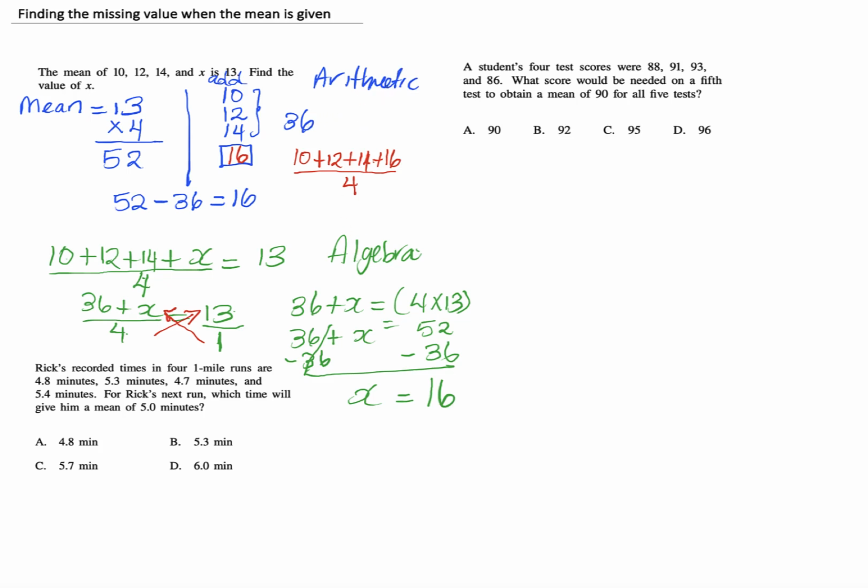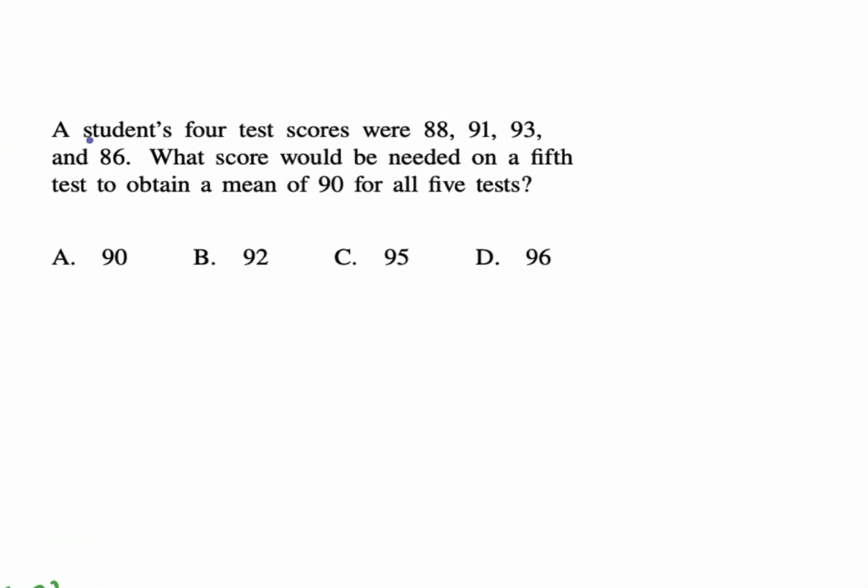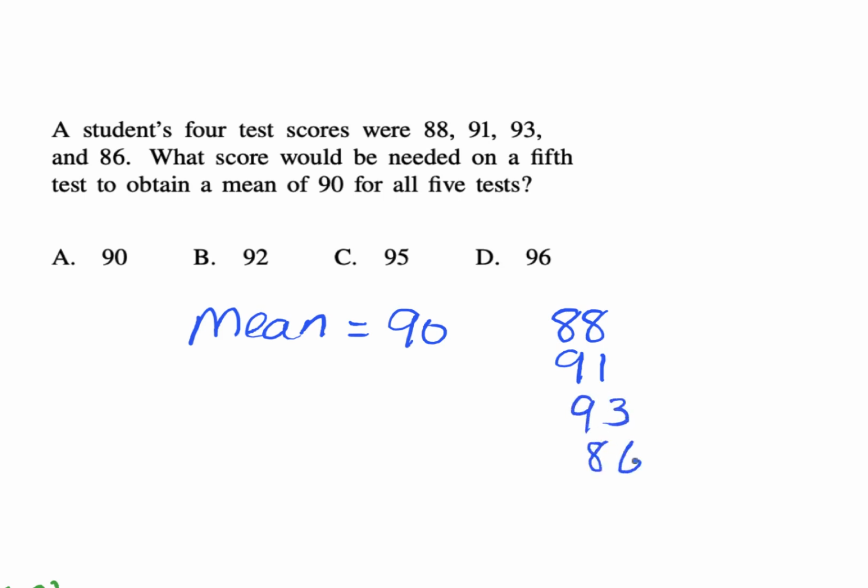Let's try it again, and I'm going to do the arithmetic method. It says here, a student's 4 test scores were 88, 91, 93, and 86. What score would be needed on a 5th test to obtain a mean of 90 for all 5 tests? So again, the mean is 90. Now, we have the test scores for 4 tests: 88, 91, 93, 86, and we don't know what the student is going to get on the 5th test. We want to find out.